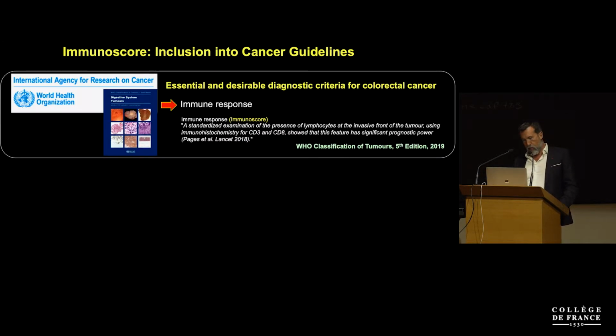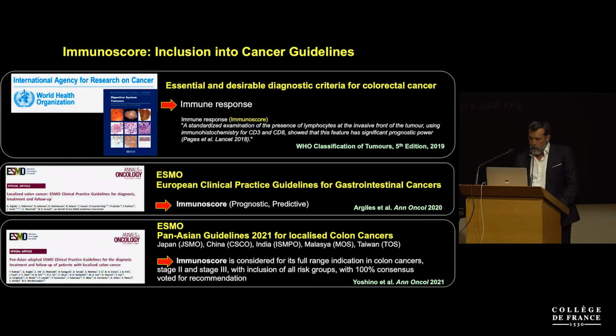And following that, there was the introduction into cancer guidelines. So first into the WHO book, for the first time in digestive tumor, the immune response was introduced as measured by the immunoscore as an essential and desirable diagnostic criteria. And this was followed in 2020 in Europe by the introduction into the European clinical practice guidelines for the evaluation of immunoscore, both for its prognostic and predictive value of response to chemotherapy. And this was followed last year by the inclusion into the Pan-Asian clinical practice guidelines.